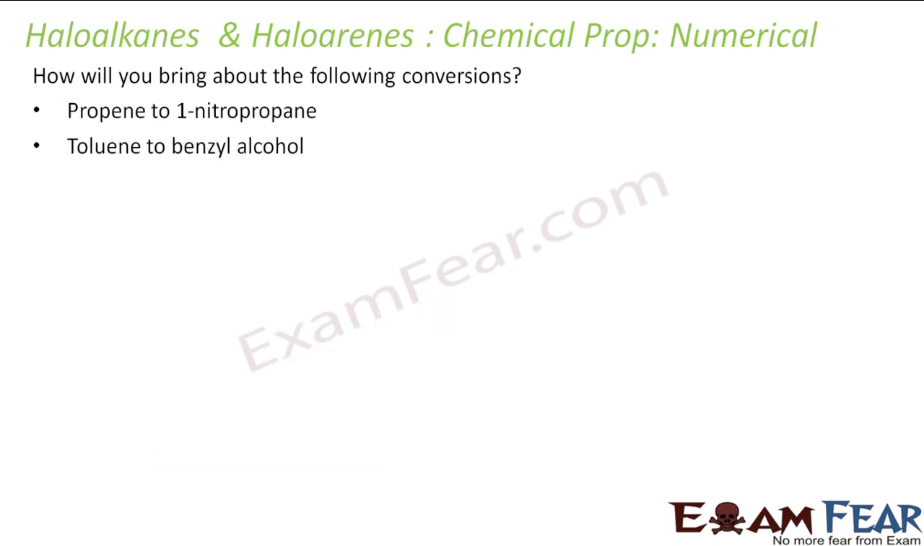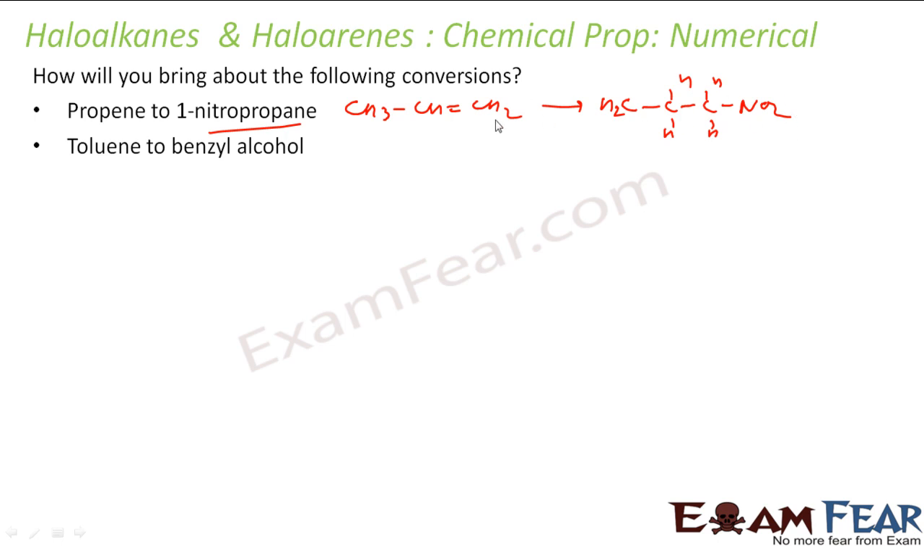Let's take another reaction, from propene to 1-nitropropane. So what is propene? CH3CH=CH2 is propene. It's propene to 1-nitropropane. So let's see what it is: carbons 1, 2, 3, and nitro. This is nitropropane, and you can add the extra hydrogens. This is what you want to add.